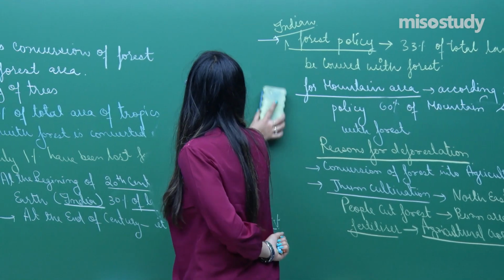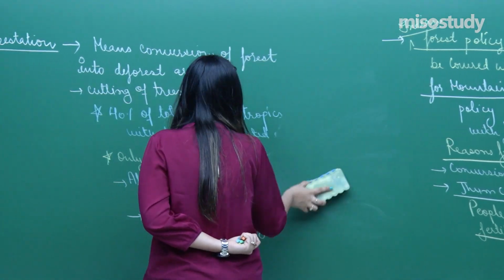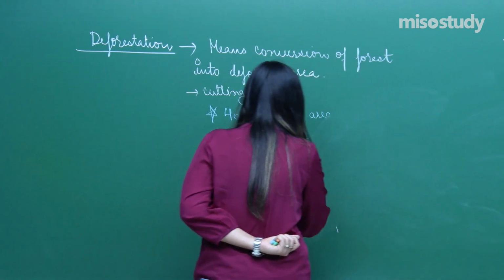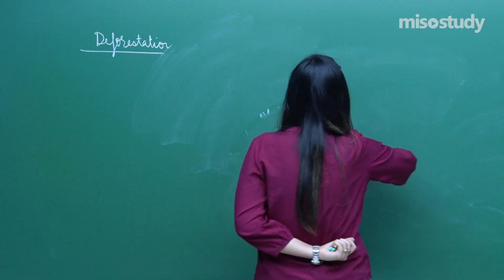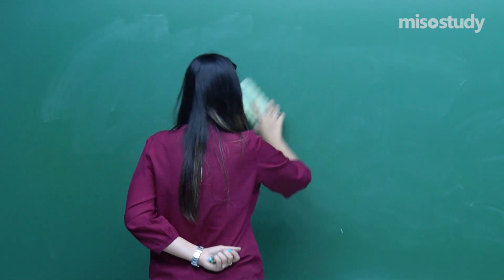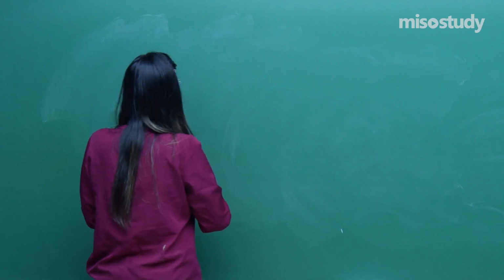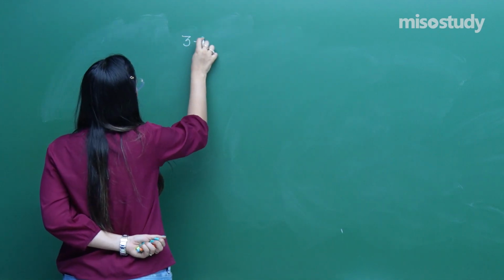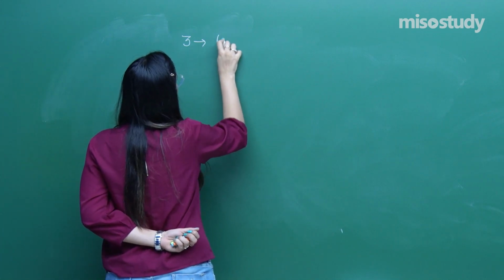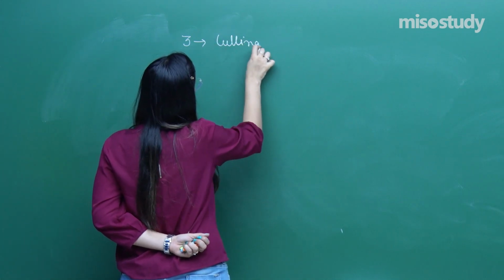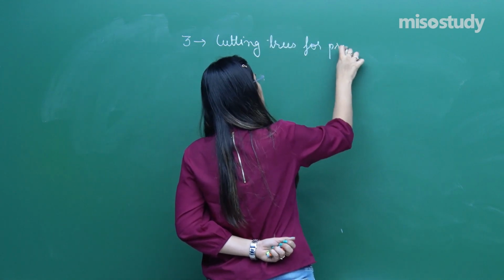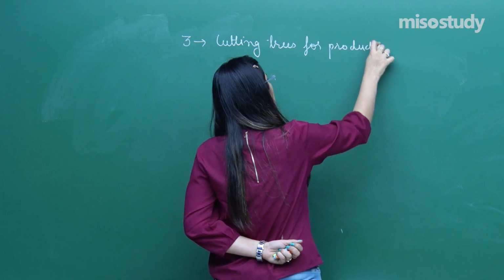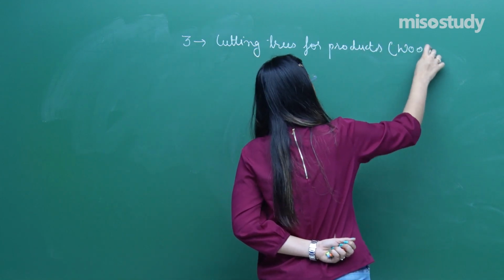Similarly, we have a third reason as well. Why are we cutting trees? We are cutting trees so that we get tree products like wood, etc., and different products also. So that is also one of the reasons for deforestation. Let's write about the third reason. The third reason is cutting trees for products like wood, timber, etc.